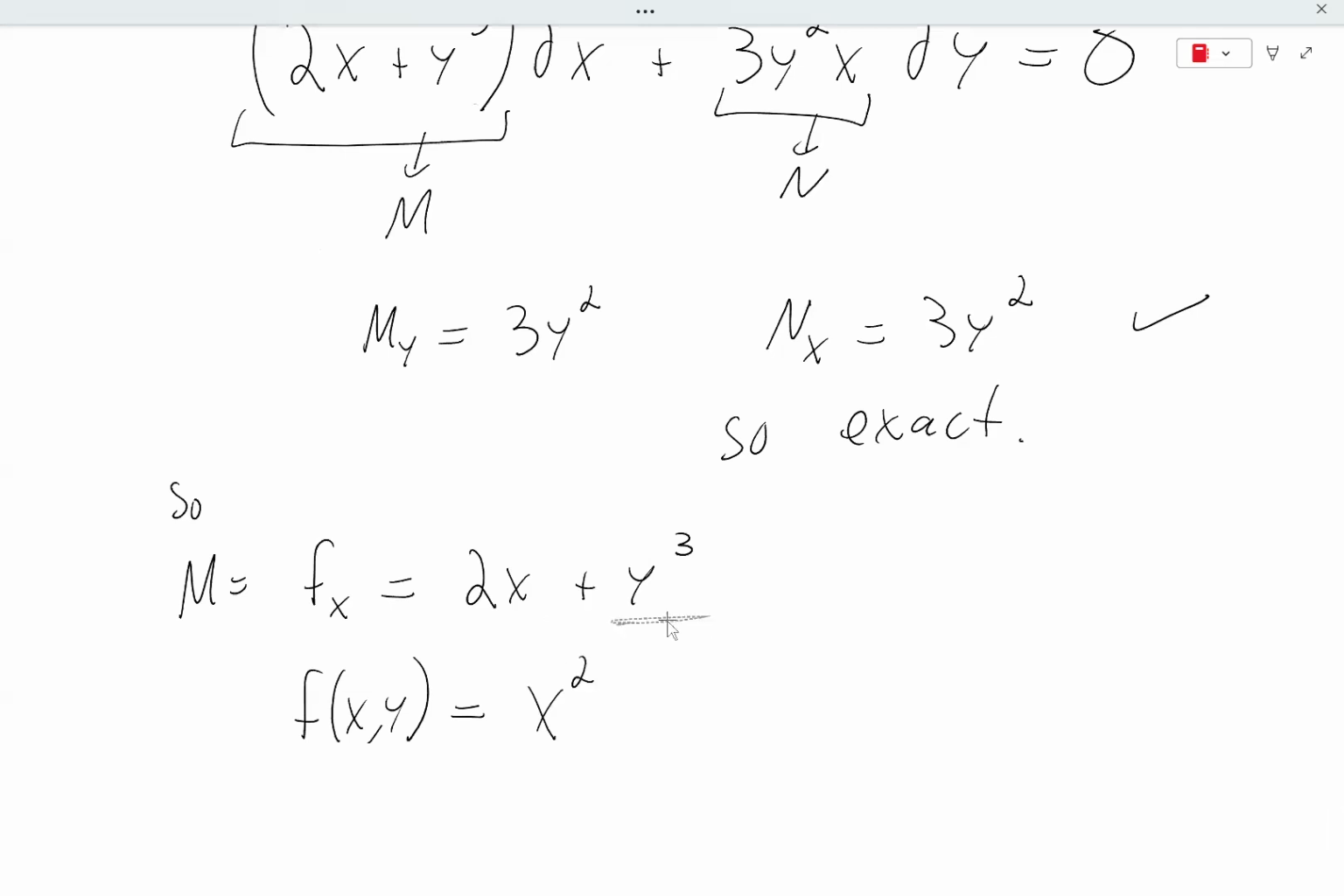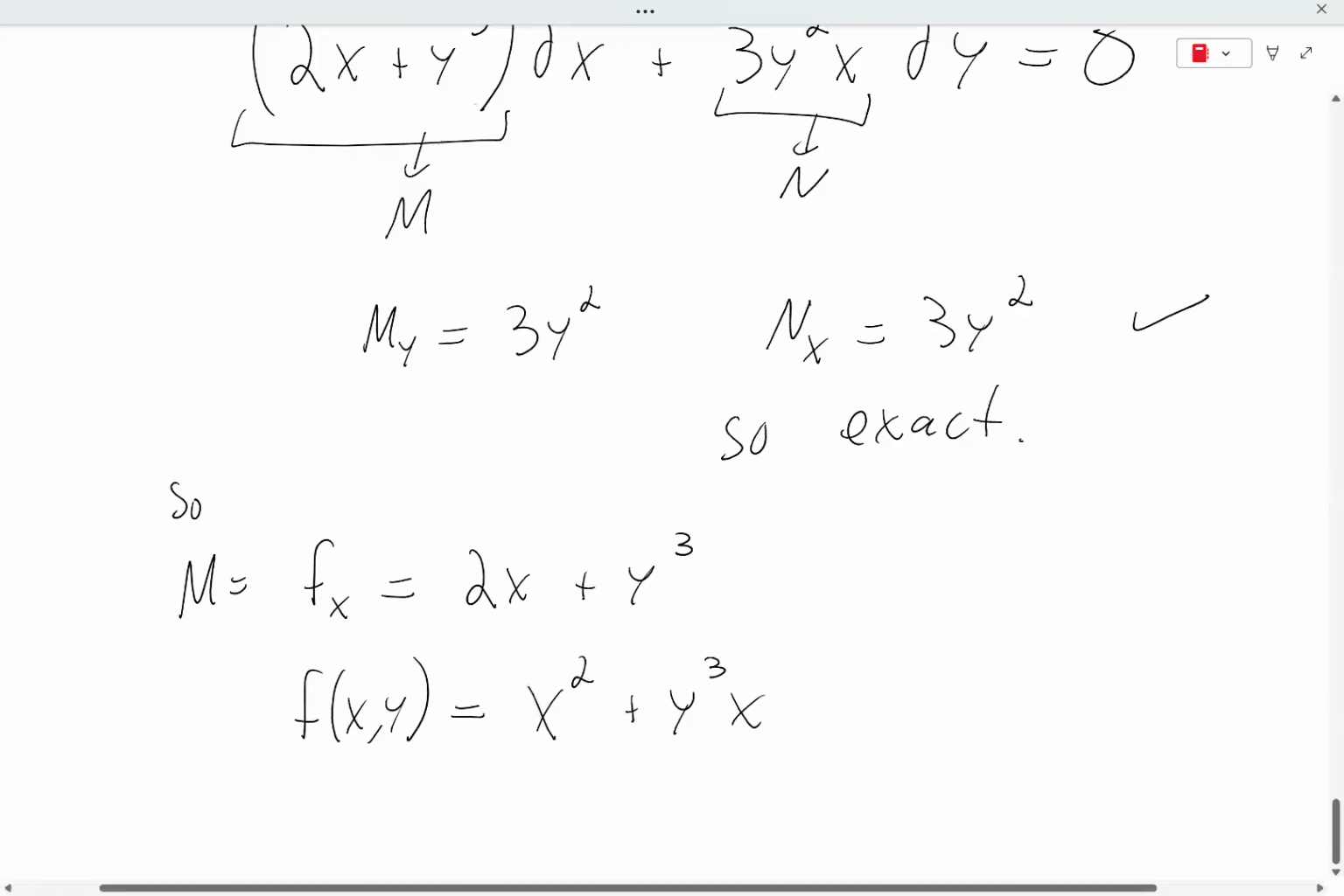And how about this term then? If you treat y like a constant, y cubed times x. I'll write it like this, or you can say x y cubed. Does that make sense there? Because if I take the partial with respect to x here, what do I get? I get 2x plus y cubed.